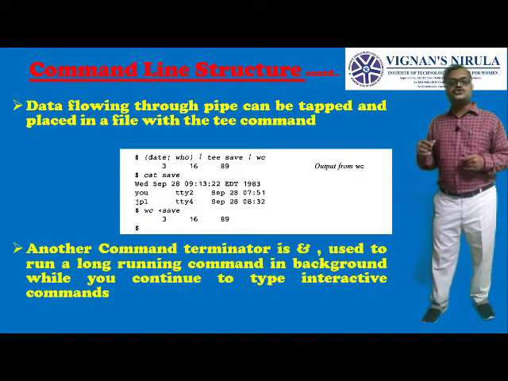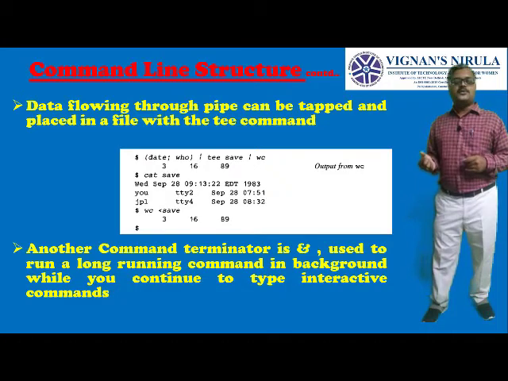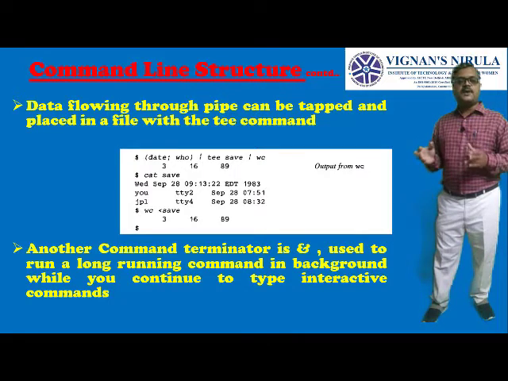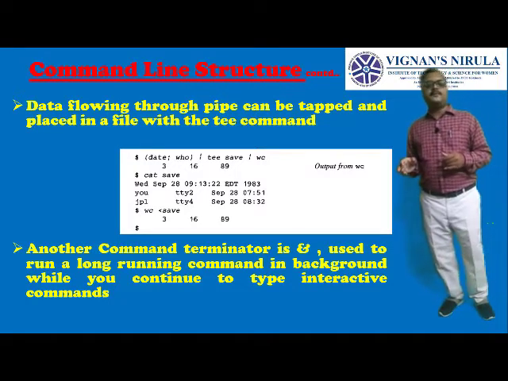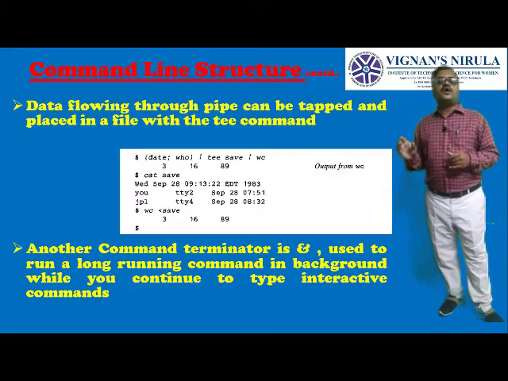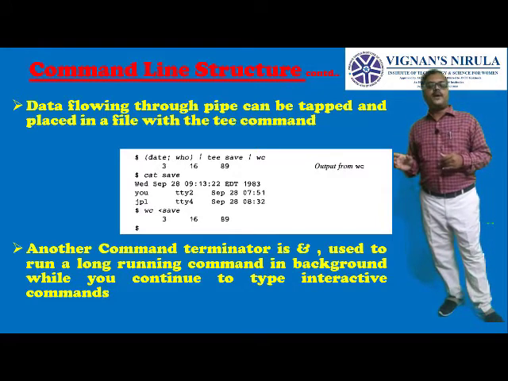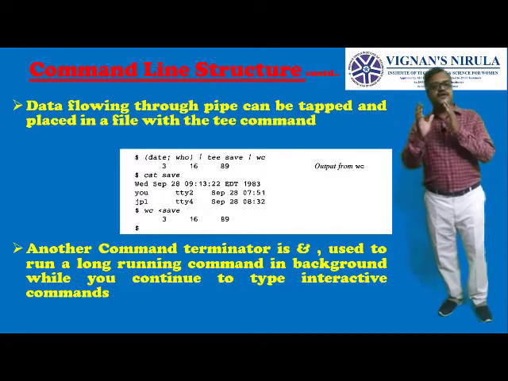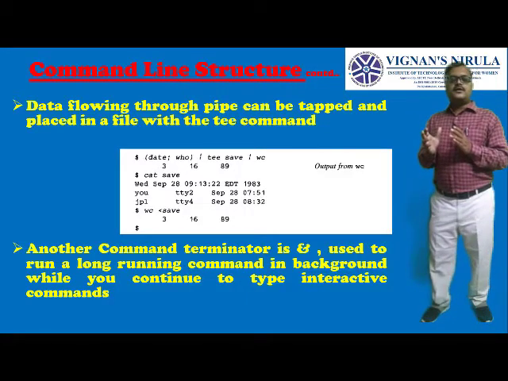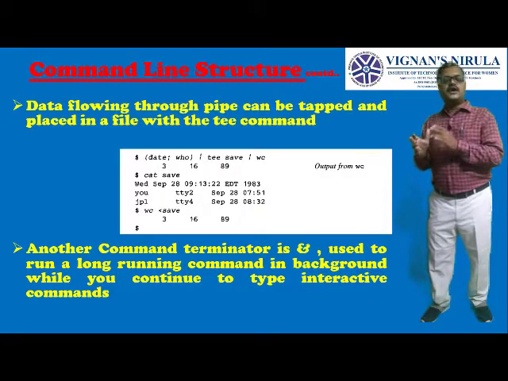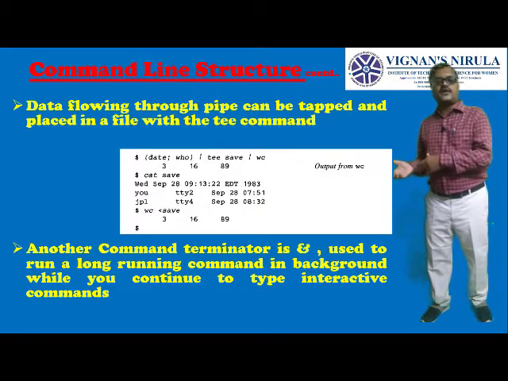Next, the tee operator. Tee is the operator used to store intermediate output. For example, if I want date semicolon who enclosed in parentheses and pipe tee save pipe wc, then what happens is that date is executed first, then who is executed, and the output is stored in a file called save.